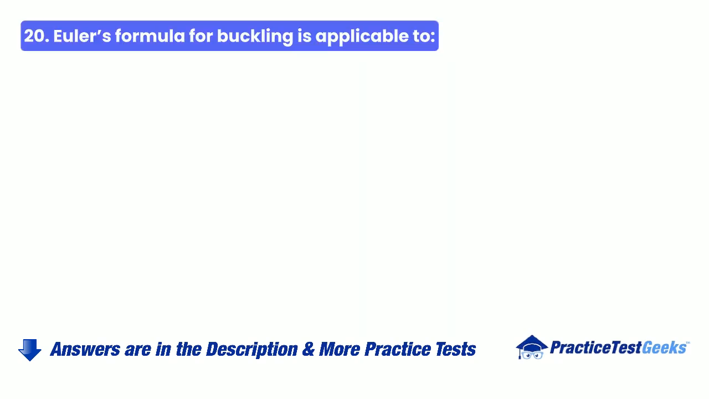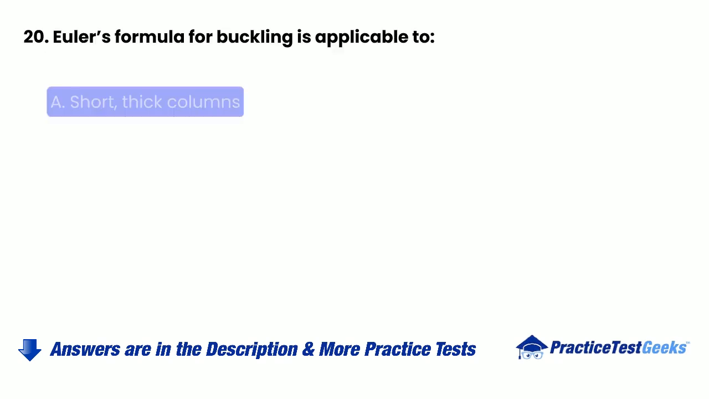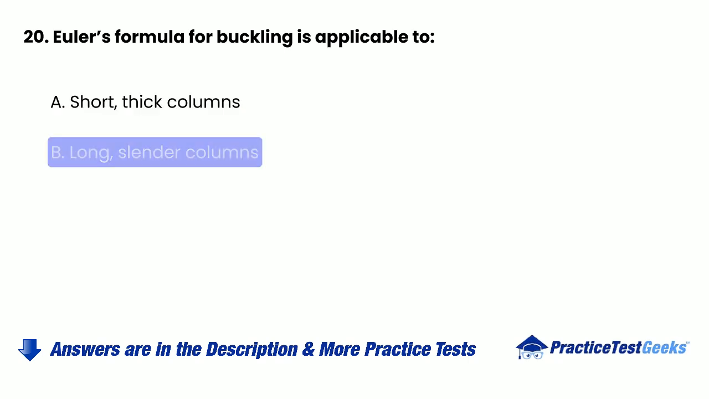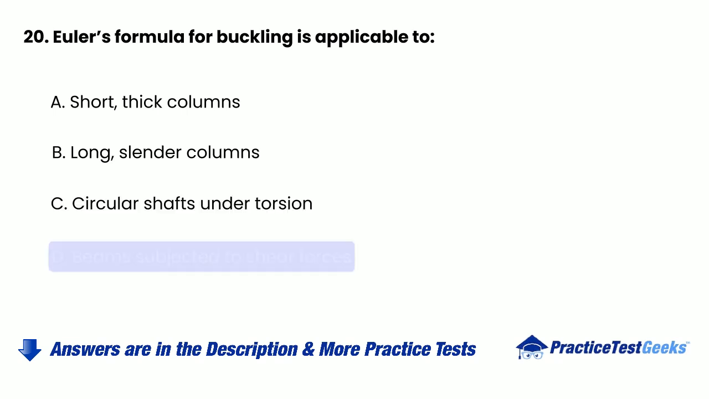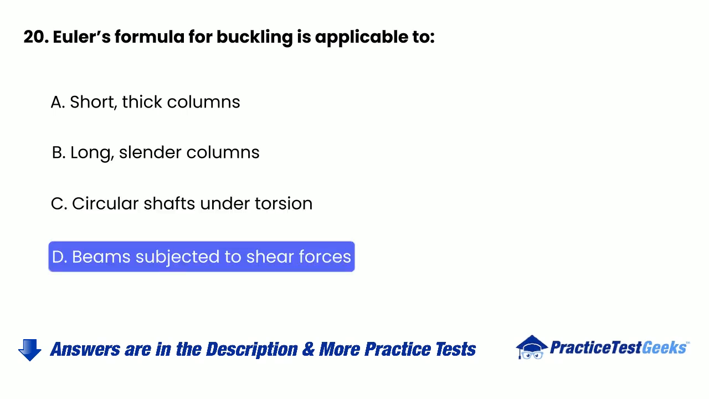(20) Euler's formula for buckling is applicable to A. Short, thick columns. B. Long, slender columns. C. Circular shafts under torsion. D. Beams subjected to shear forces.